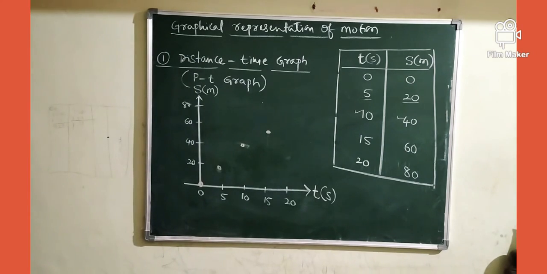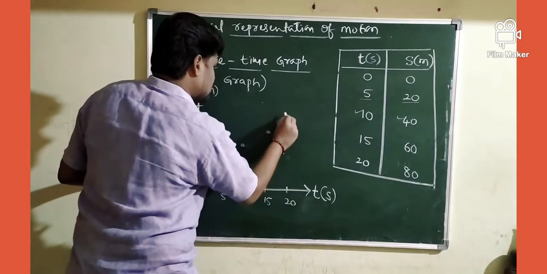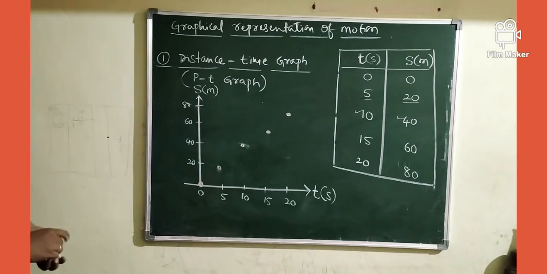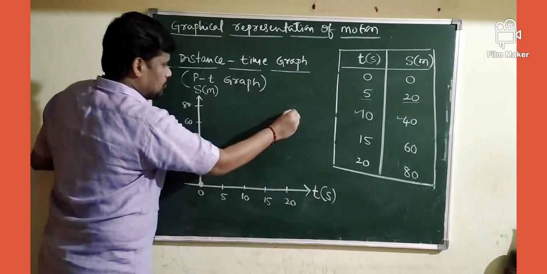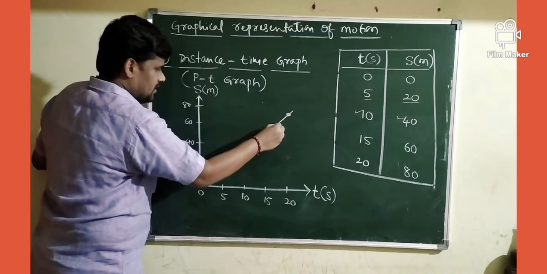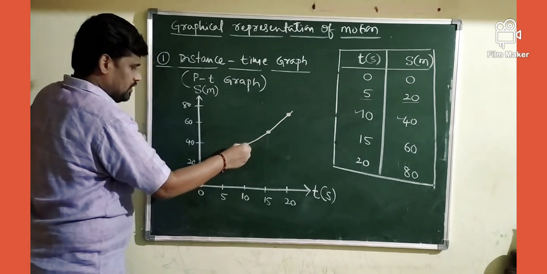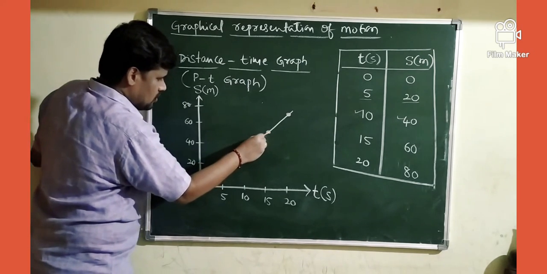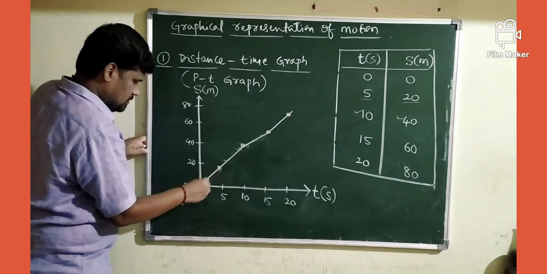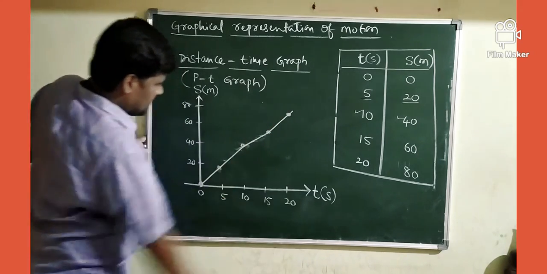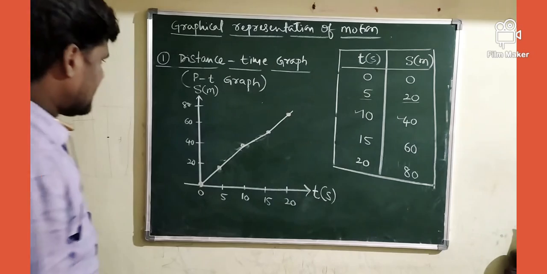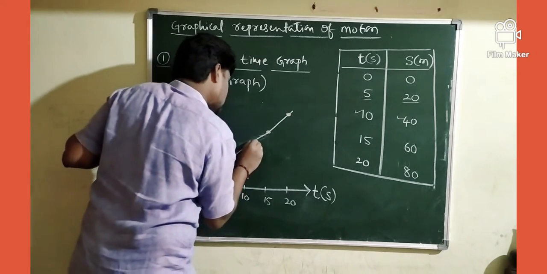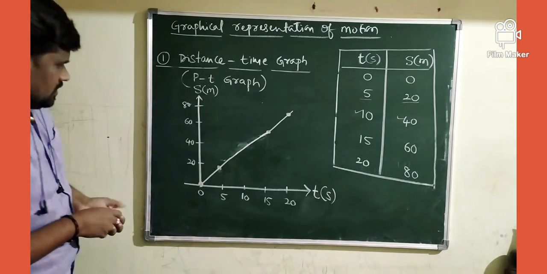When the time is 20 seconds, the distance traveled is how much? 80. Okay. Join all the points here. If you join all the points, definitely the graph is, which graph is it? It is a straight line. You join all the points, the graph is a straight line. It should be exactly a straight line. If you use a scale, definitely it will be a straight line.